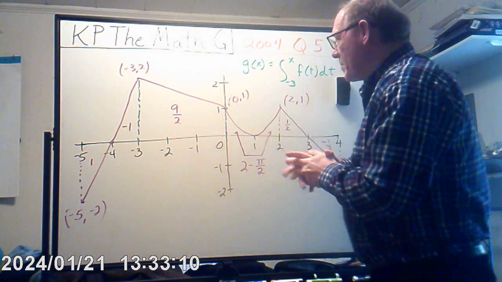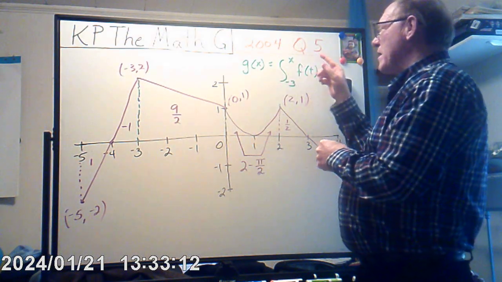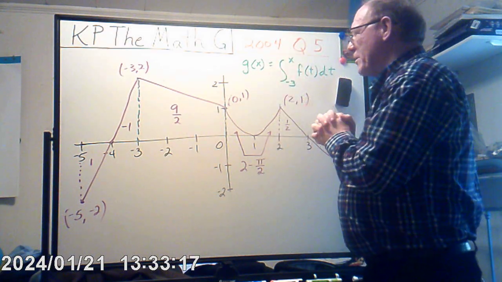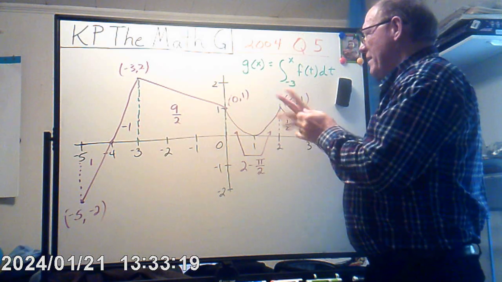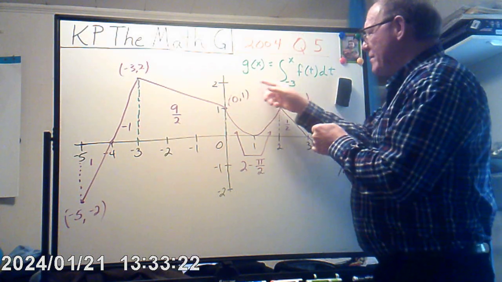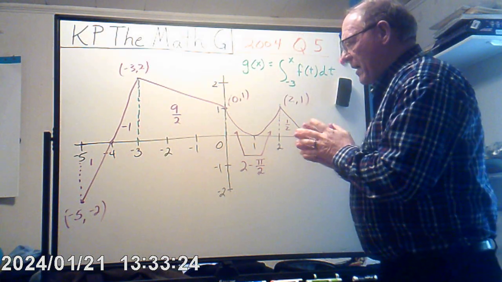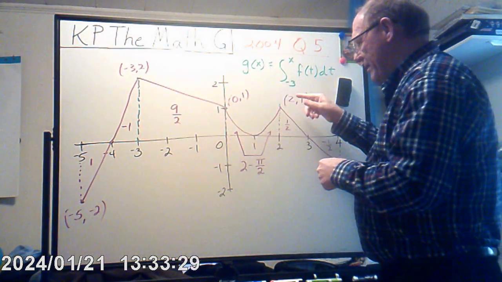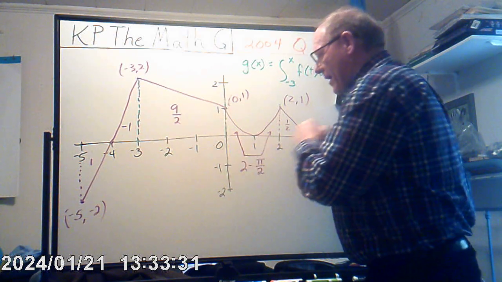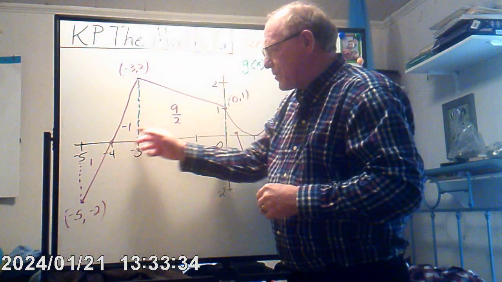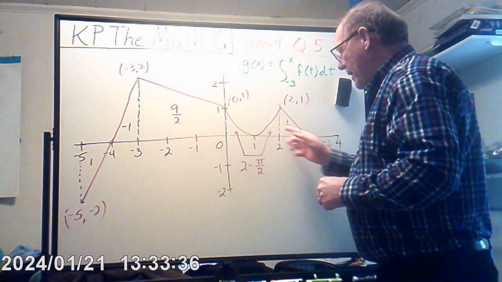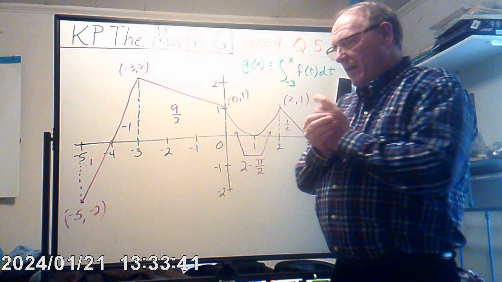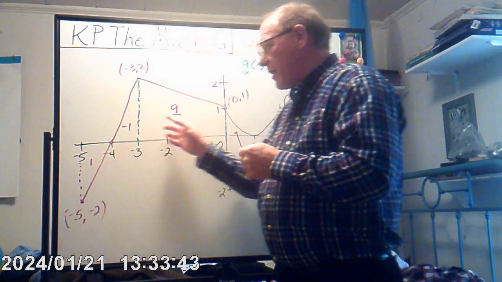We want to talk a little bit this afternoon about a 2004 question. It was question 5, and this is the function that's given to describe this. Of course you can see I've already got the graph drawn, and I have the areas under each curve given. From the previous lesson you saw how I got these answers here.